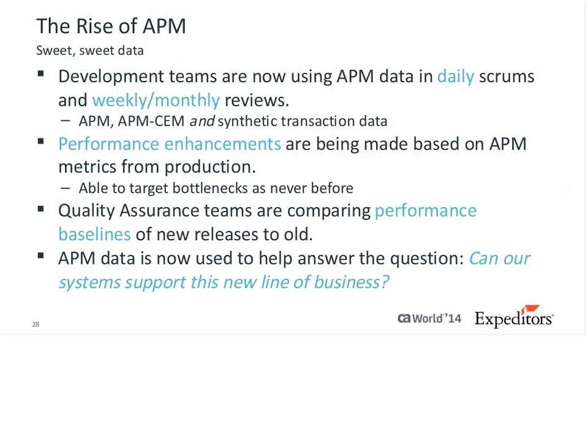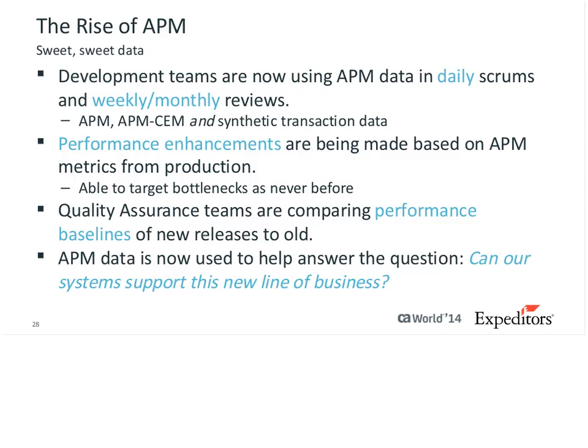And then we also started to see that we're now making performance enhancements based on the APM metrics from production. So it isn't just about triaging and fixing something as it stands in a production environment, but then taking those lessons and applying it to the next development cycle. And we're targeting those bottlenecks as we never did before. And quality assurance teams now are similarly comparing performance baselines of new releases to old. There are teams now who are actually using, as part of their go, no-go decision, APM data to say, no, this release is not sufficiently performant to qualify. You have to go back and make this faster. And that is an amazing thing to see, and definitely a cultural transformation in our enterprise to have that occurring.